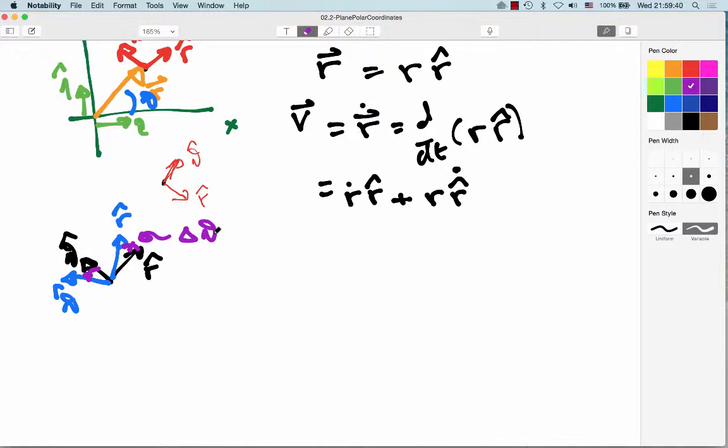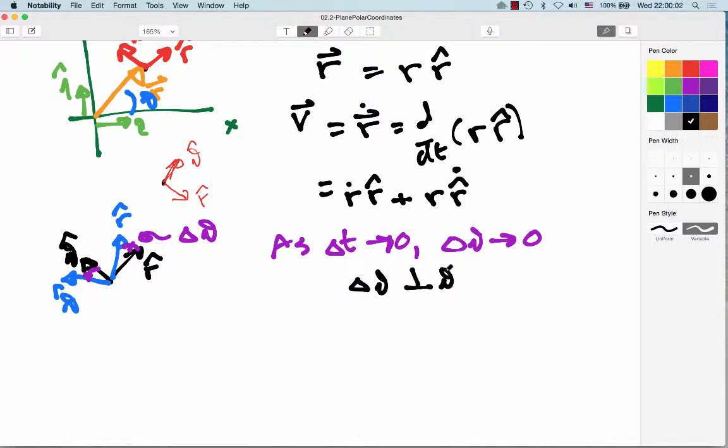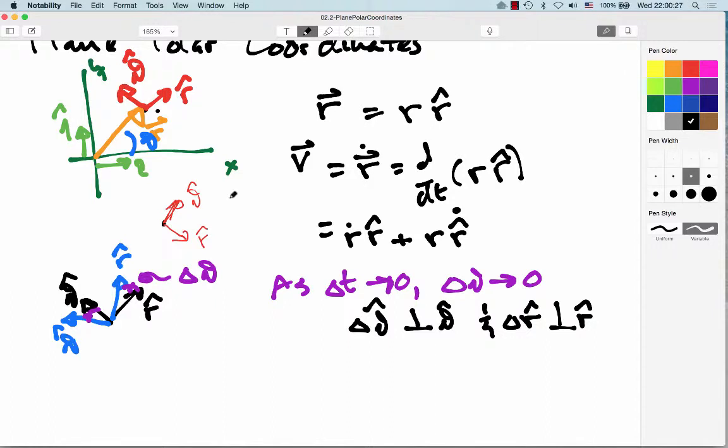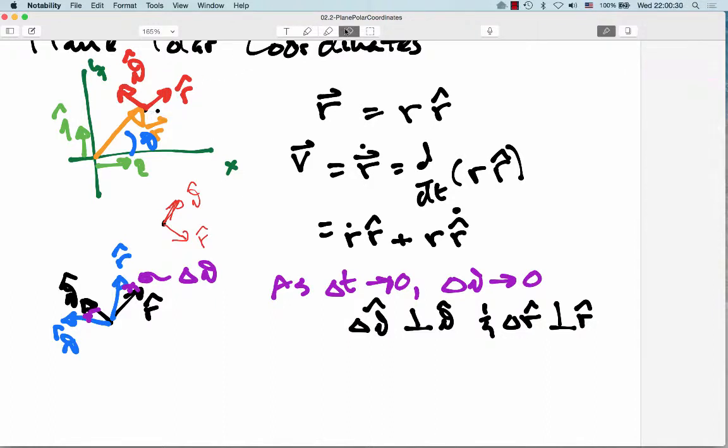Now, if we let our time interval approach 0, so as delta t goes to 0, delta theta will also go to 0. And so what that will mean is that my delta theta hat will be perpendicular to theta hat, and my delta r hat will be perpendicular to r hat itself as well. Okay, so now if r, just the magnitude r, changes, nothing happens. It just translates the unit vectors, but it doesn't change their direction, so we're still good there.